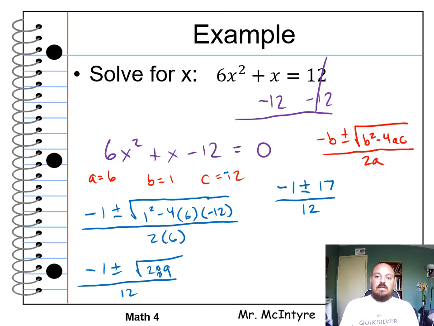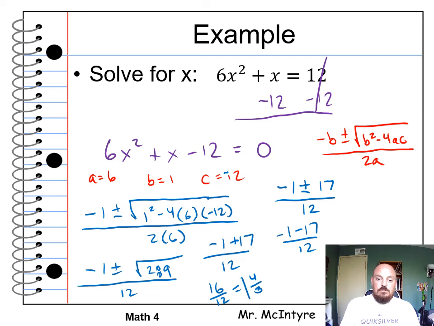And then once you get to that part, just do them separately. One with the plus and one with the minus. So one of my answers is going to be negative 1 plus 17 over 12. And the other one is going to be negative 1 minus 17 over 12. Negative 1 plus 17 is 16. 16 over 12, if you reduce by 4, would be 4/3. So one of my answers is 4/3. Negative 1 minus 17 would be negative 18 over 12. We can reduce that by 6, and we get negative 3 over 2.